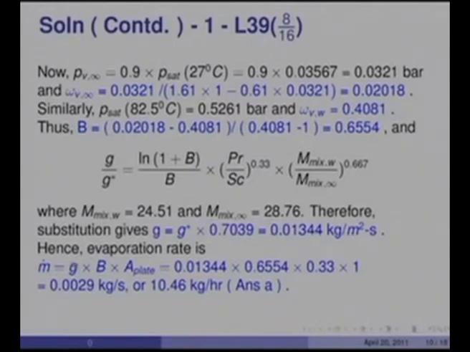And hence, the evaporation rate from the plate will be G times B into area of the plate, which is 0.01344 into 0.6554 into 0.33 into 1, which is the width, equal to 0.0029 kg per second, or 10.646 kg per hour would be the rate of evaporation from this porous surface. The next thing is how do we keep the surface at 82.5 degrees centigrade, and to do that we will proceed to the next slide.